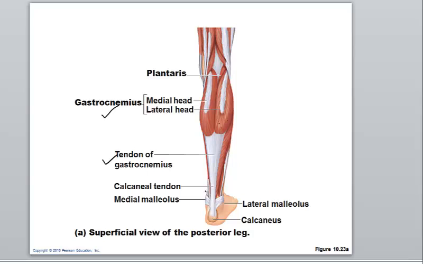This is the tendon that makes a popping sound when it breaks and your foot drops. So what do you think its function is? Its function is plantar flexion of the foot. Plantar flexion of the foot is caused by these triceps surae muscles. Then you have something called plantaris. Plantaris is for plantar flexion as well as knee flexion.